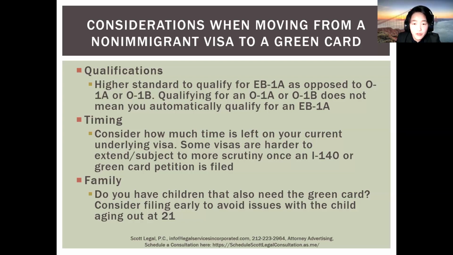Definitely consult with your attorney if you're weighing these options. The final timing-related question is family. Do you have children who may also need a green card? Children age out at 21 to qualify for the green card. So you can consider filing early on to avoid issues with children aging out.